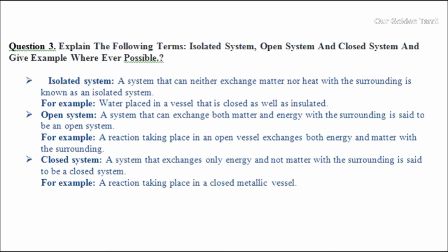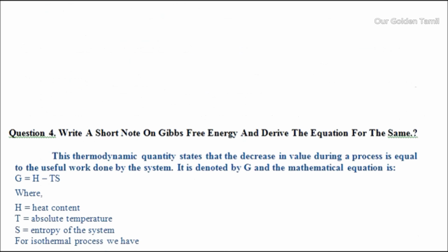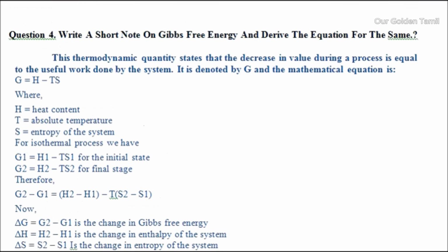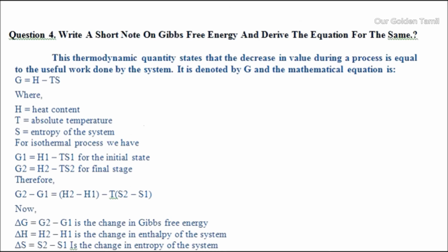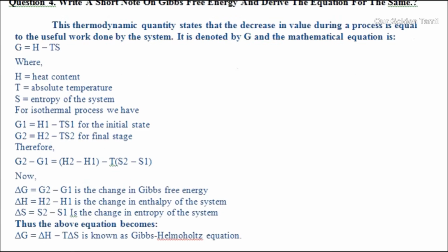Closed system: a system that exchanges only energy and not matter with the surroundings is said to be a closed system. For example, a reaction taking place in a closed metallic vessel. Question 4. Write a short note on Gibbs free energy and derive the equation for the same. This thermodynamic quantity states that the decrease in value during a process is equal to the useful work done by the system.